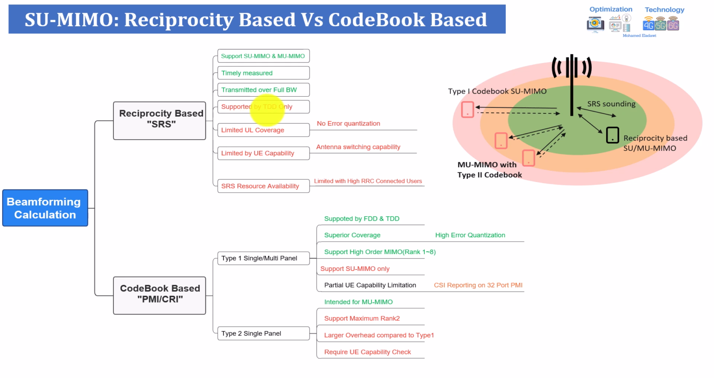And the main limitation, first of all, because reciprocity means that downlink and uplink are the same, is that it's only used for TDD. For FDD, it uses only the codebook. And one of the very important factors is having limited uplink coverage.